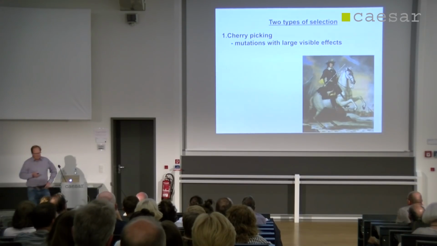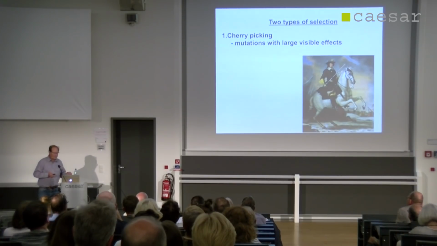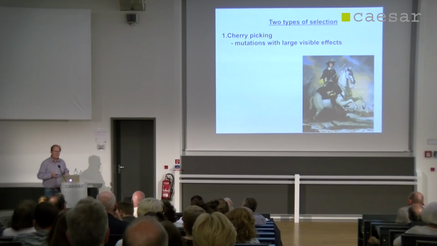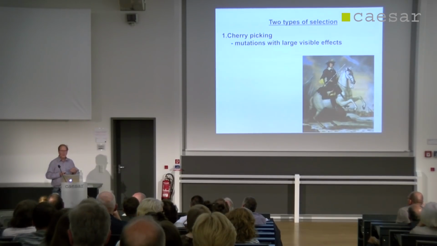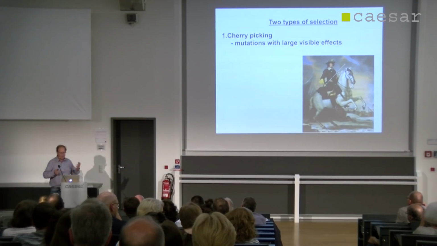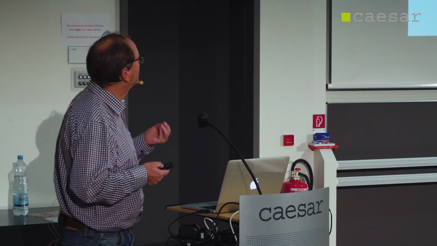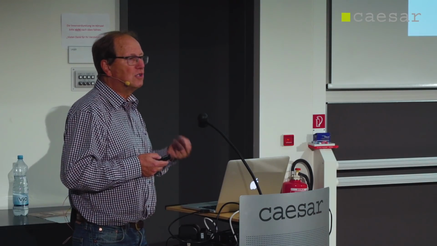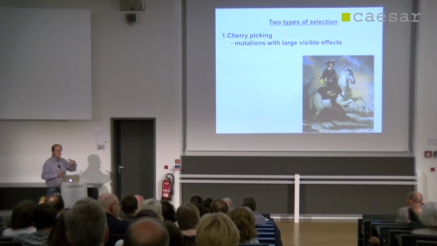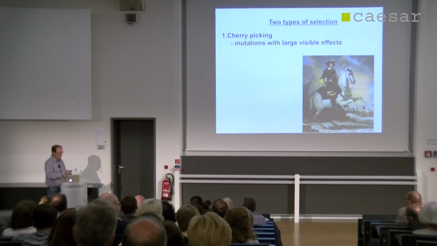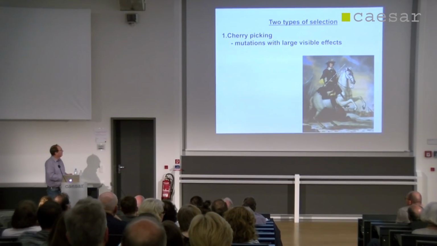Before we get into it, I would like to mention that there are two types of selection which have occurred during the last 10,000 years. One is cherry picking. And what I mean by cherry picking is mutation with large visible effects. These are things we have observed in domestic animals. And I take this as an example of cherry picking.